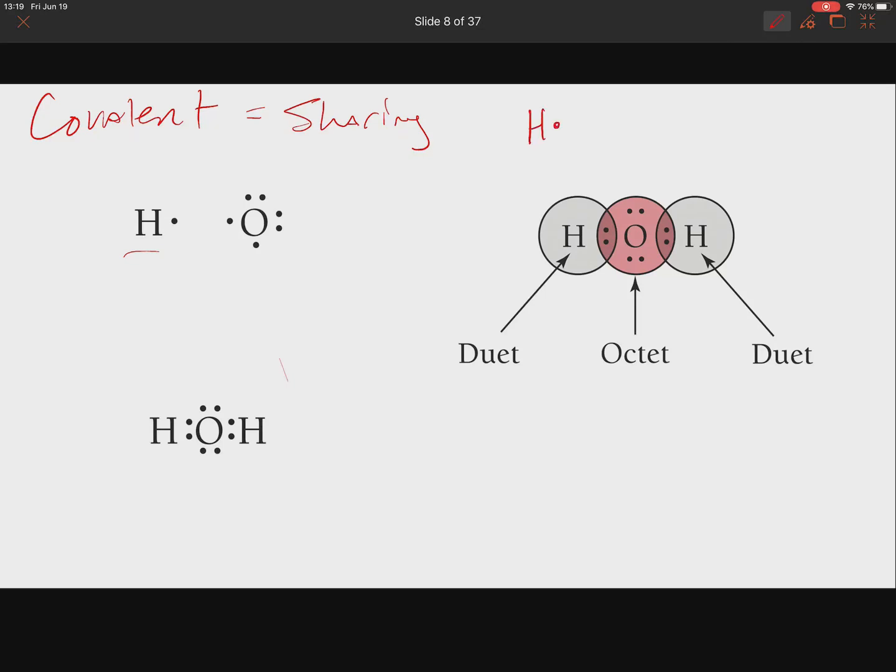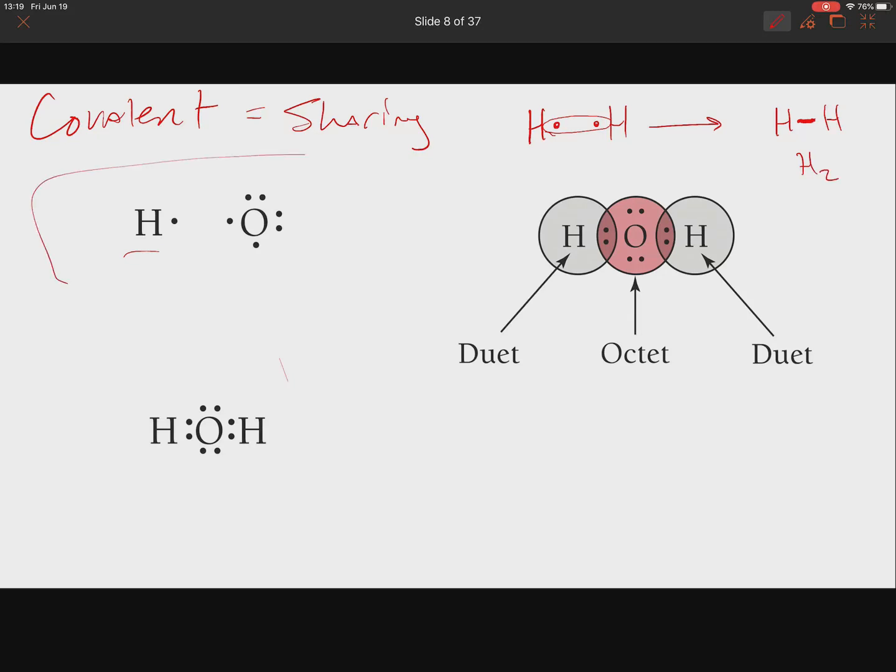Let's do H and H. If we let two hydrogens react with each other, their two electron orbitals will come close and actually overlap with each other. And they are able to form a molecule. And we always represent the overlapping of two electrons as a bar. So a bar in between these, this would be H2.